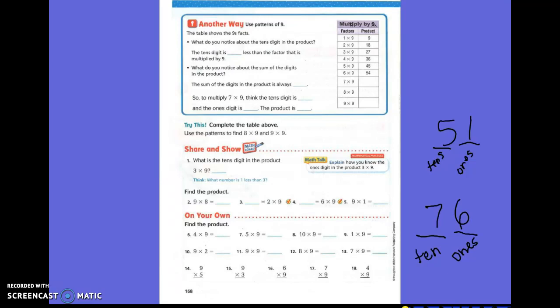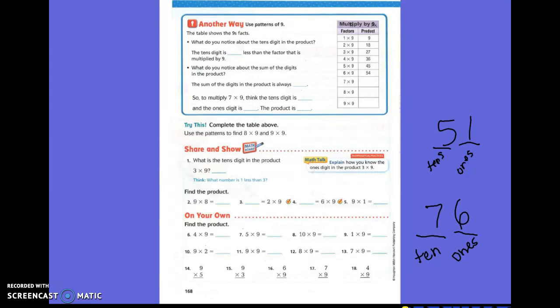This is the tens place. It's going down. What do you notice? This is the tens place right here, going down. What pattern do you notice? Wyatt? It goes like 0, 1, 2, 3, 4, 5.